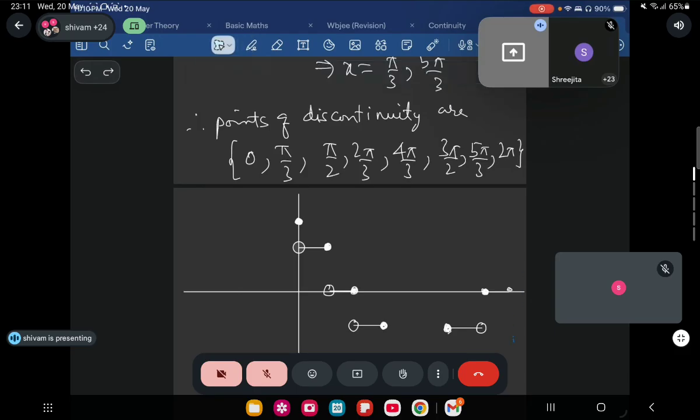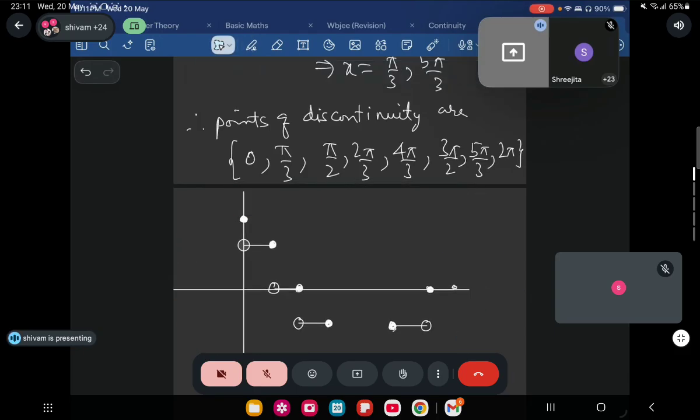Are you people able to understand? Yes or no? How I am drawing the graph? And exactly at x equal to 2 pi, it will be over here. Has everyone understood the graph? Adrija, Oipsha, Ahir, Rasheshwari, Shrita, is it clear? Yes, sir.